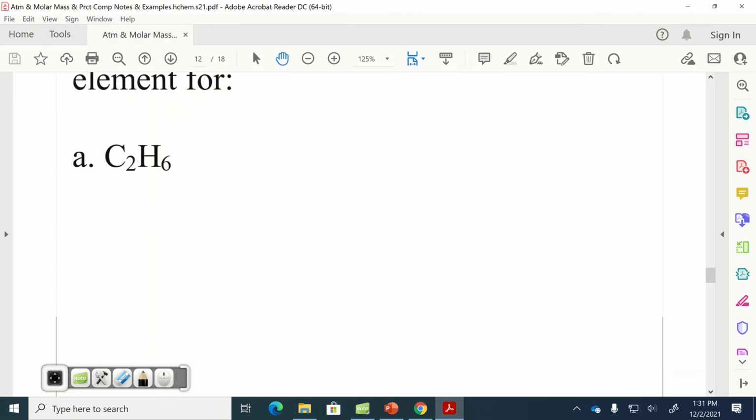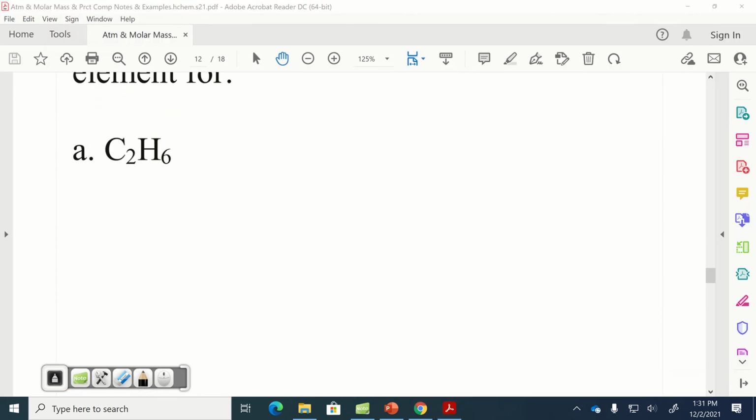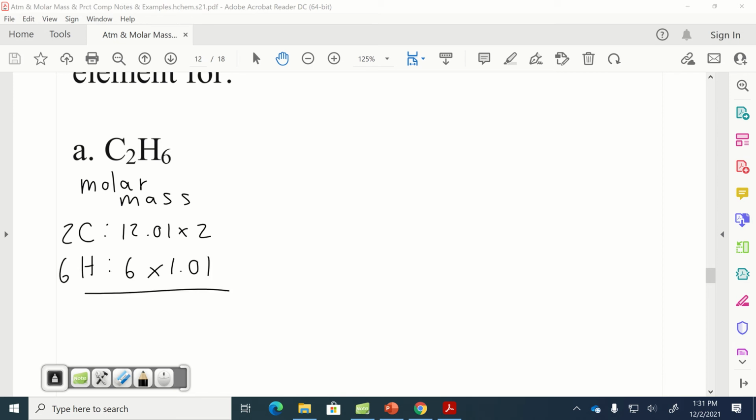Okay. So I have this compound right here, C2H6. First step, find the molar mass. We have 2 C's, 12.01 times 2, and we have 6 H's, 6 times 1.01. I want my calculator, even though I could probably do this in my head. 24.02 plus 6.06, we get 30.08 grams per mole. So that is the molar mass of my compound. CPD again is my abbreviation for compound.